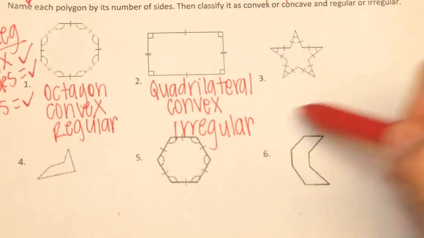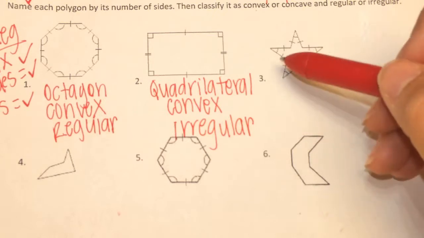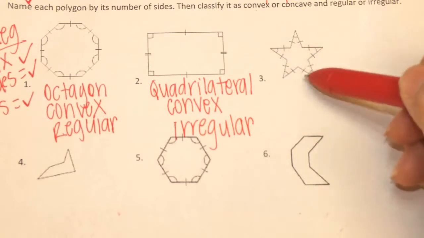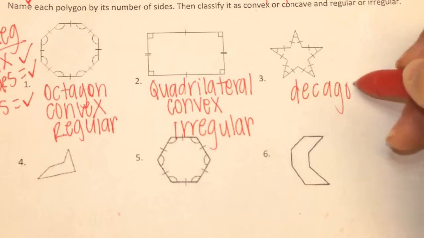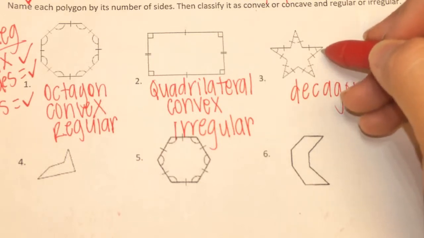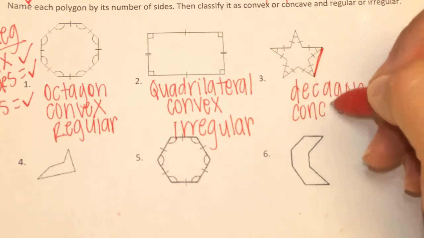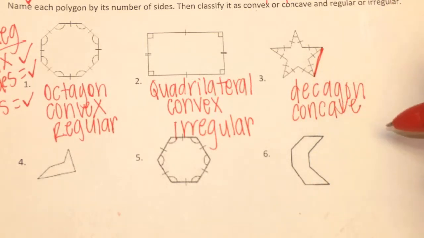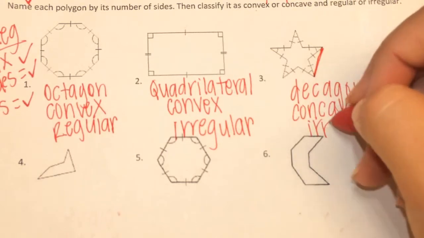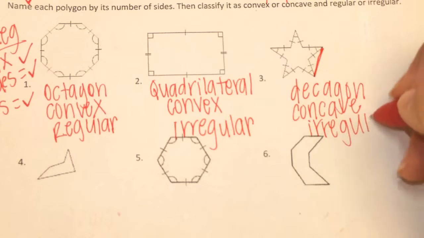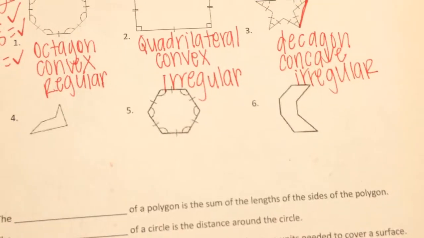Number 3. How many sides? 10. I counted 10, right? 2, 4, 6, 8, 10, which is deca. Can you draw a cave? Yes, if I connect these two, there's a cave. So it's concave. I don't even have to look at the angles and the sides, because if it's concave, what is it? Irregular. Can you try the next 3? Sure, we would love to. Thank you.